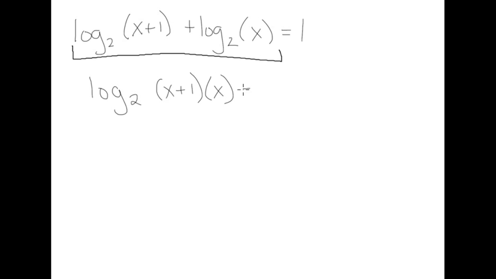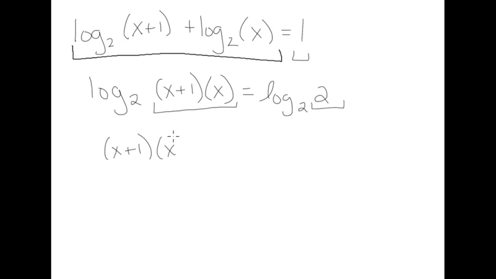Now it's a little less clear what to do with the right-hand side of this equation, but one thing you can do is recognize that the logarithm base 2 of 2 is equal to 1. And so that's another option, so that you can then get rid of both logarithms on both sides and say simply that x plus 1 times x is equal to 2. You can expand that out and move the 2 to the other side so that you get x squared plus x minus 2 is equal to 0.